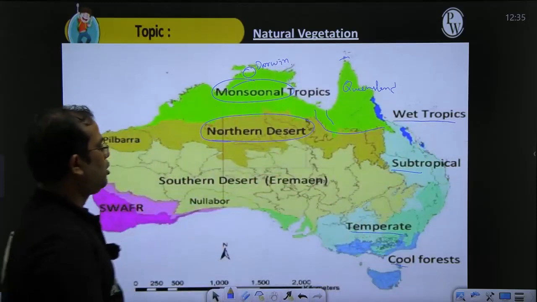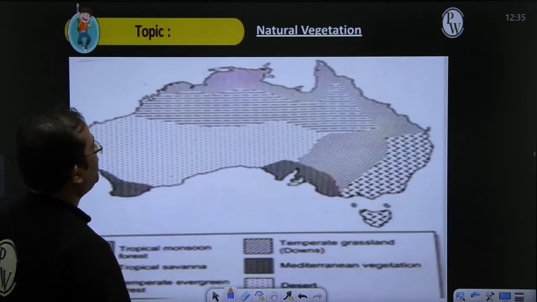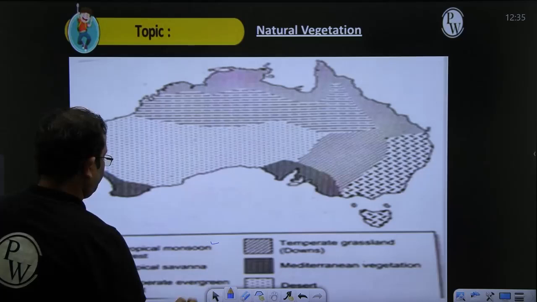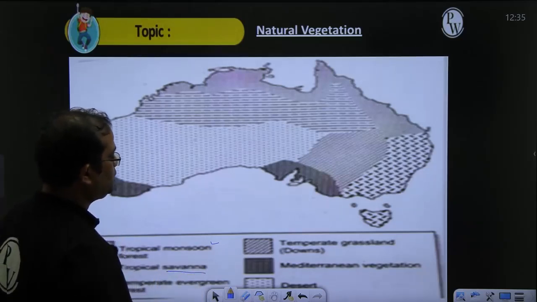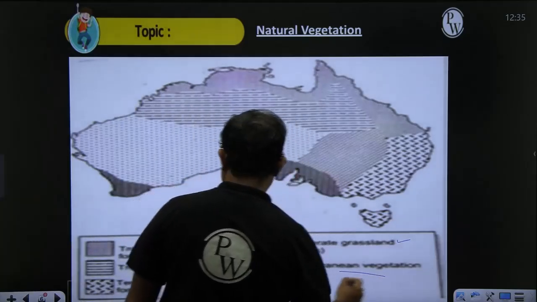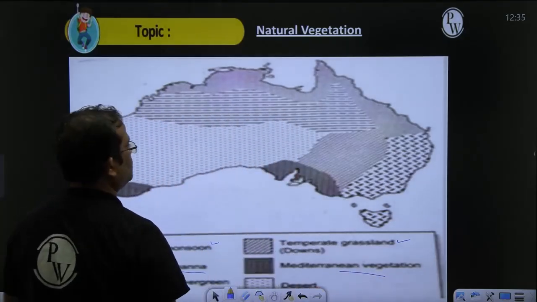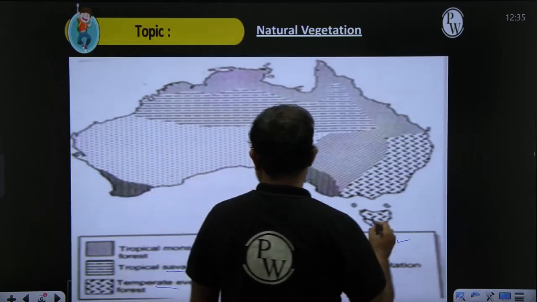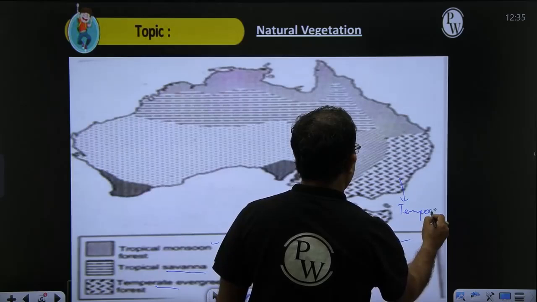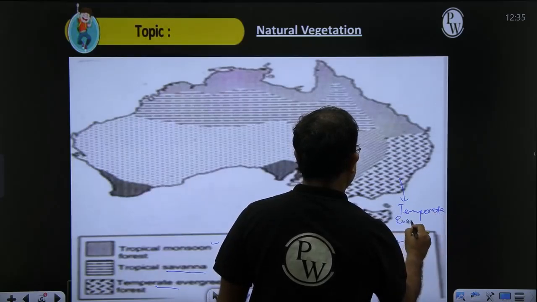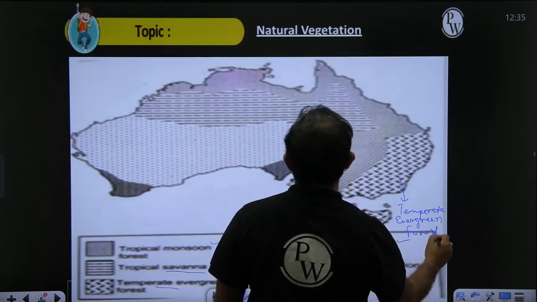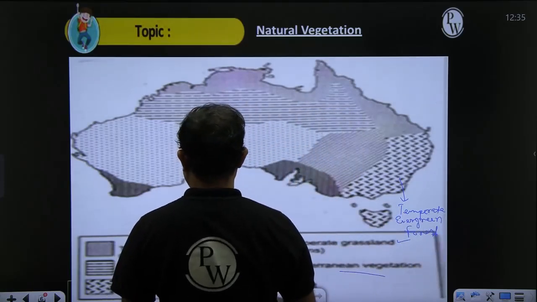So how is Australia again subdivided? You can see the natural vegetation here. Tropical monsoon forest is here. This is then tropical savanna. You can see tropical monsoon, tropical savanna, temperate grassland, then Mediterranean vegetation, then temperate evergreen forest. This is your temperate evergreen forest.